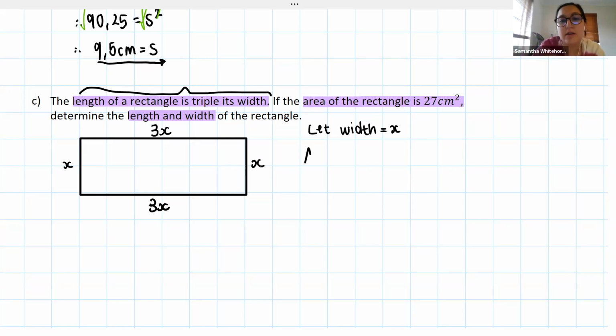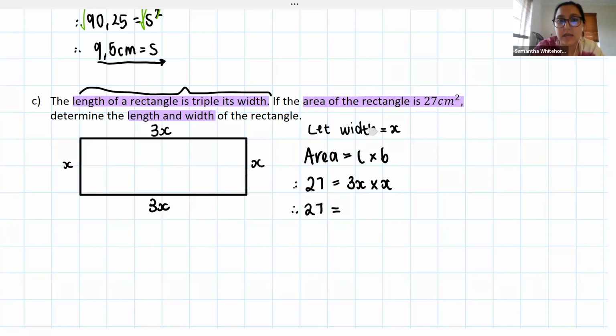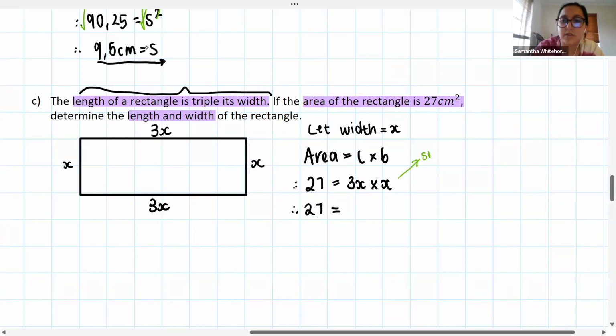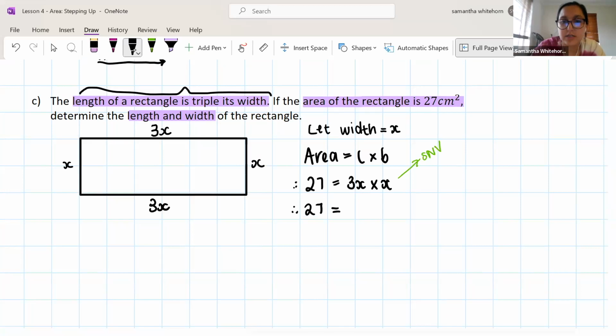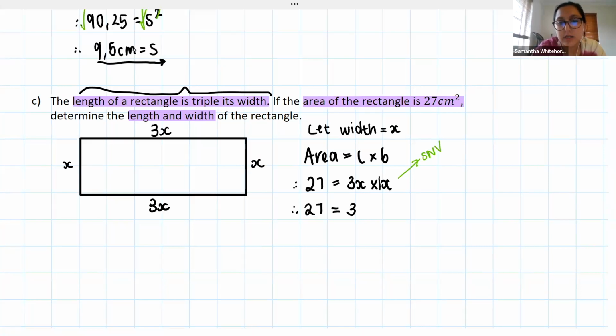Because now I know that the area of my rectangle is length times breadth. We know that the area is 27 centimeters squared. We've said the length is 3x and my breadth is x. And now I've got an equation. So on the right-hand side, 3x times x. So just remember signs, numbers, variables. Positive times a positive is a positive. 3 times our coefficient 1 is 3. X times x, x squared.